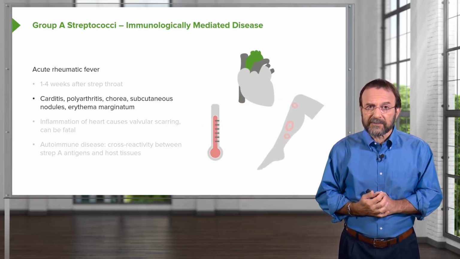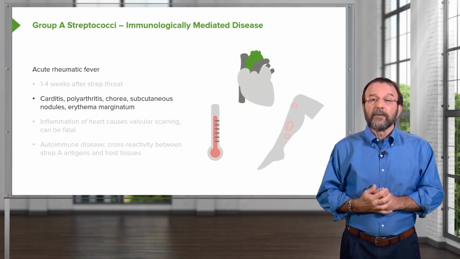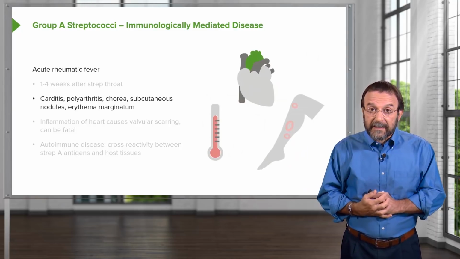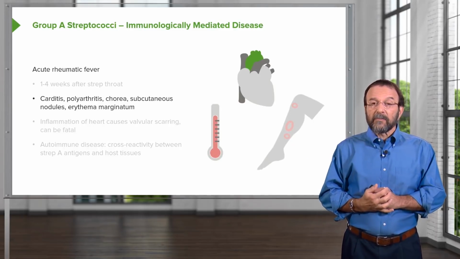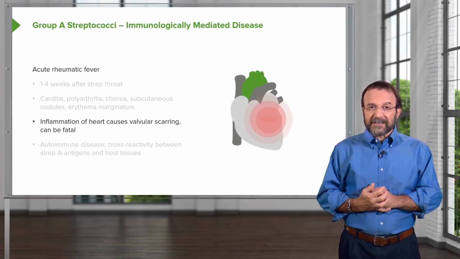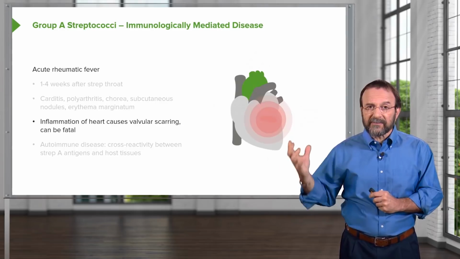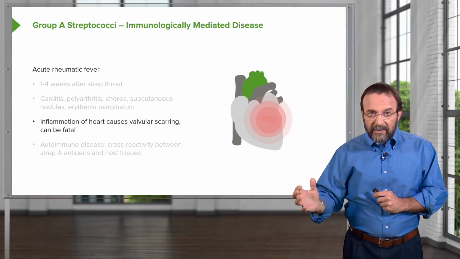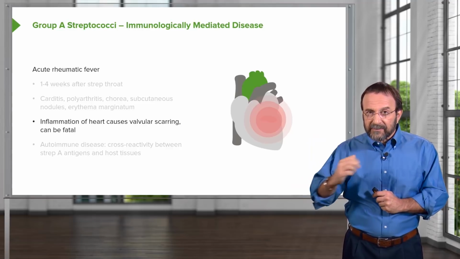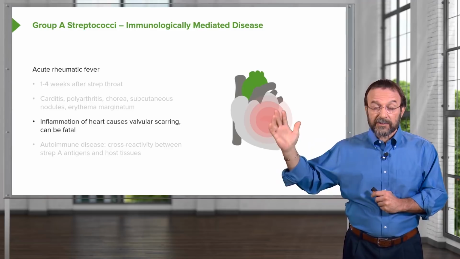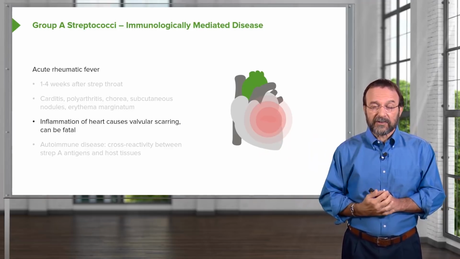This infection involves carditis, infection of the heart, polyarthritis, infection of many joints, chorea, subcutaneous nodules, and erythema marginatum. The inflammation of the heart is the most serious issue here. This can cause scarring of the heart valves. So these bacteria infect the heart, the valves get scarred, and for the rest of the child's life, they have heart issues because of this. And this can also kill them. It can be a fatal infection.